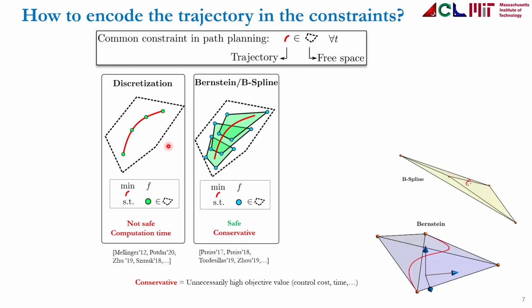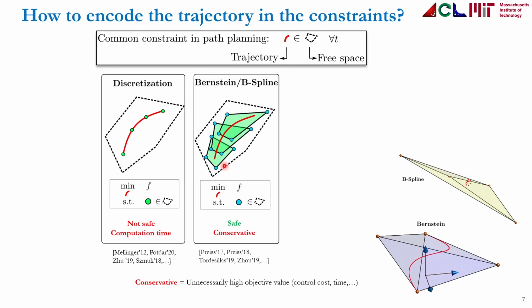Another option would be to leverage the convex hull property of the Bernstein or B-Spline basis, where the idea is that instead of imposing constraints on points along the trajectory, we now impose constraints on the control points of every interval of the trajectory. So this is clearly safe, and the reason why this is safe is because the convex hull property says that every interval of the trajectory will be completely contained within the convex hull of its control points, but on the other hand, this is conservative. And the reason why this is conservative is because we are using an outer polyhedral approximation of the interval that does not tightly enclose the given interval of the trajectory.